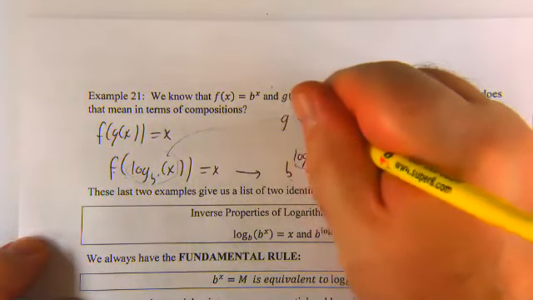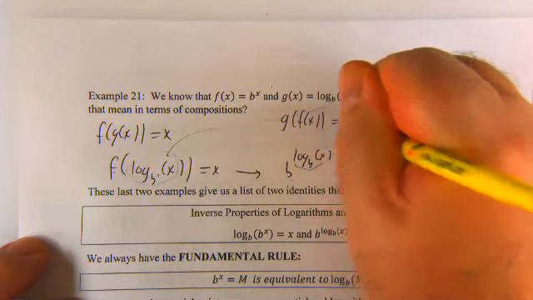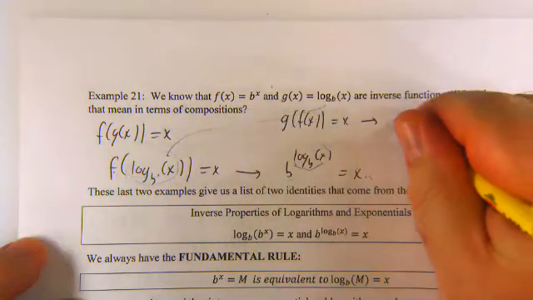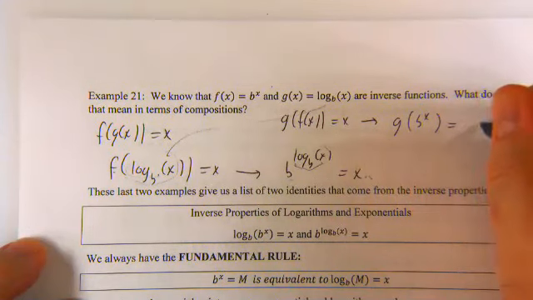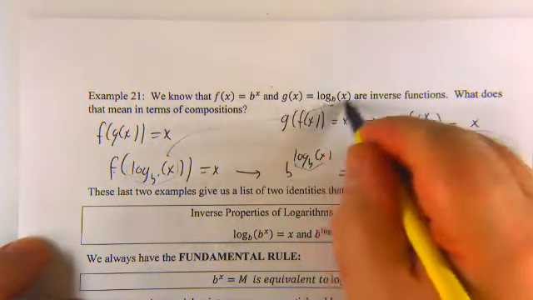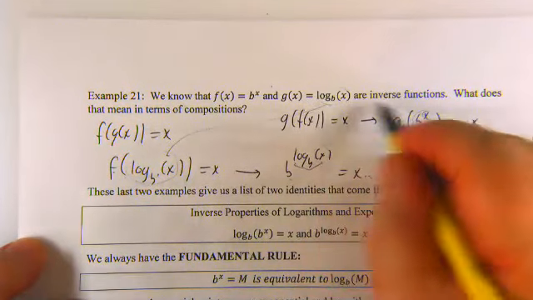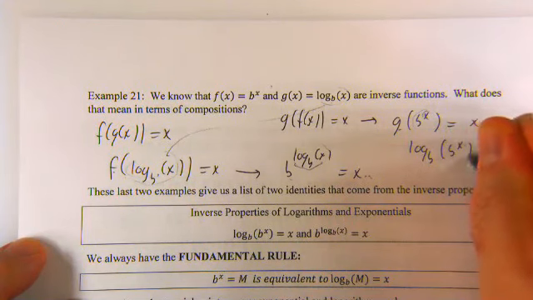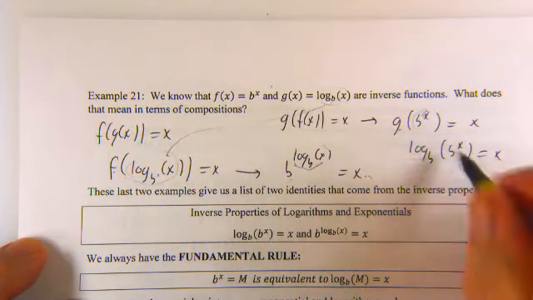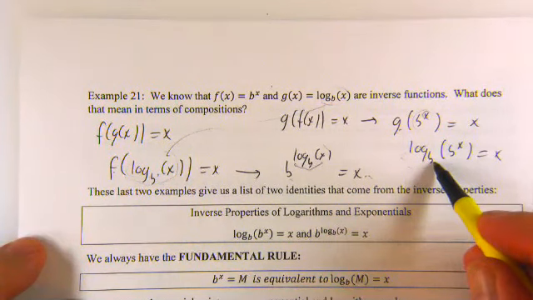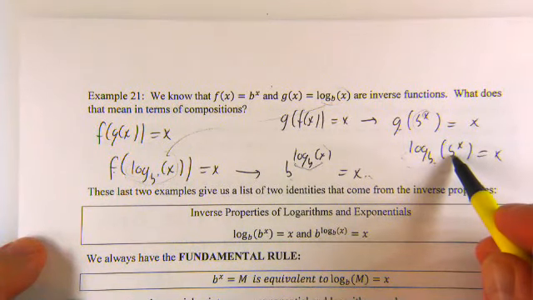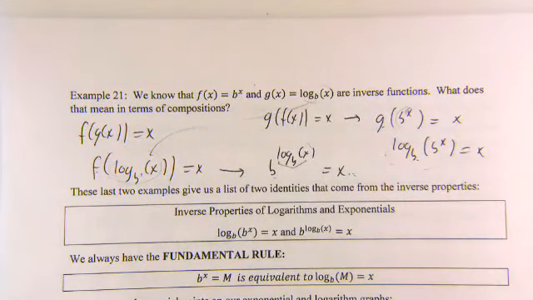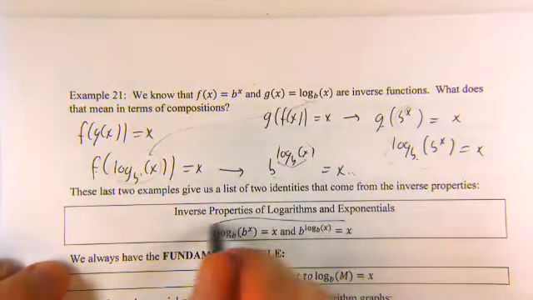We also know that g of f of x equals x. So f of x is b to the x, so g of b to the x equals x. But g takes whatever input you give it and takes the logarithm of it. So we get log base b of b to the x equals x. So what is this number? It's the number that you raise b to get b to the x. But what do you raise b to get b to the x? Well, you raise it to the x. So that's the inverse properties.